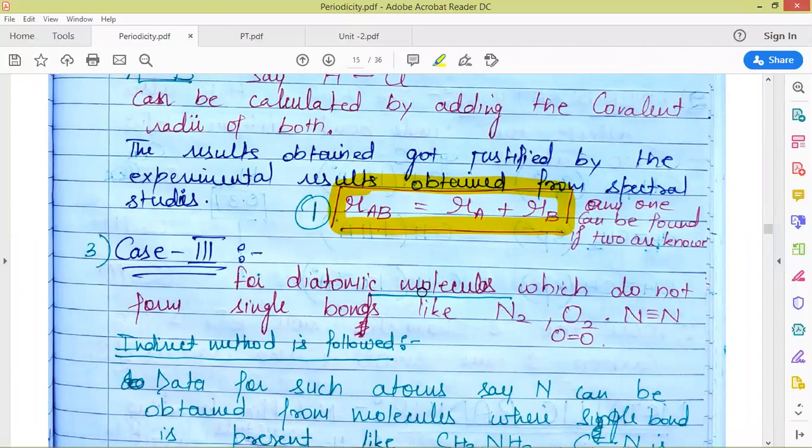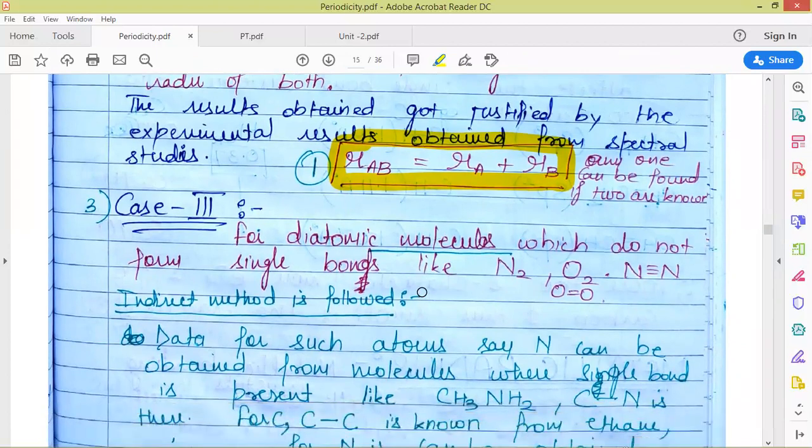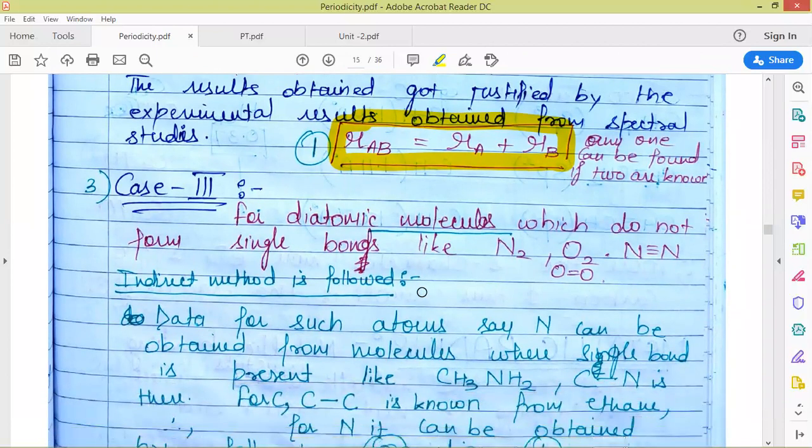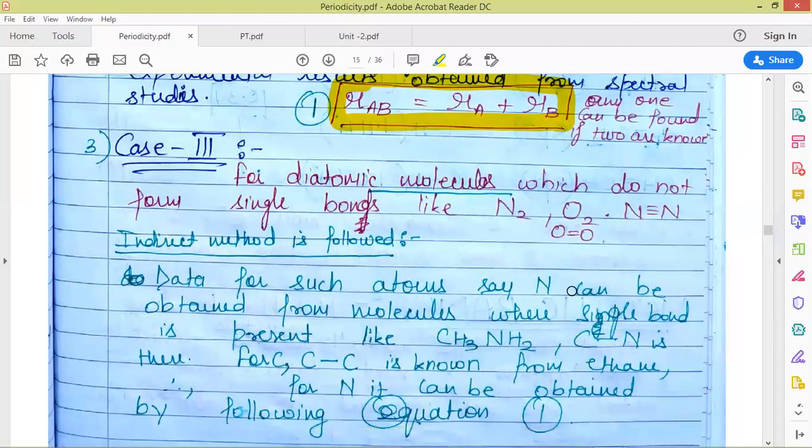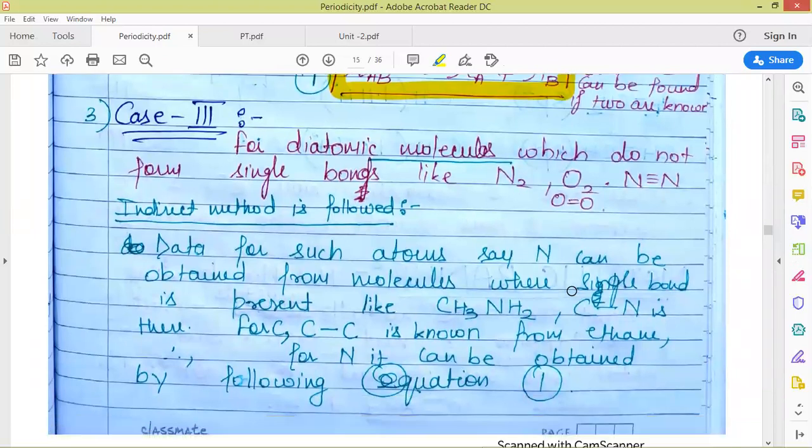Now coming to the third case, if the case is of those diatomic molecules which do not form single bonds, then how do we calculate the covalent radius for such molecules? Here we have the example of nitrogen, as two nitrogen atoms are bonded through a triple bond, and two oxygen atoms are bonded through a double bond. So how do we find the covalent radii for nitrogen and oxygen? For such cases, we'll use an indirect method.